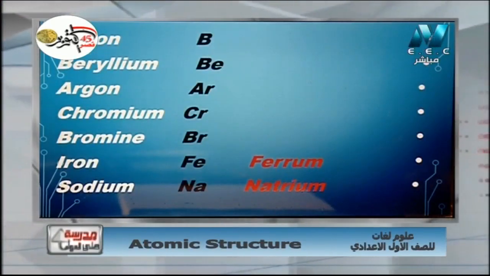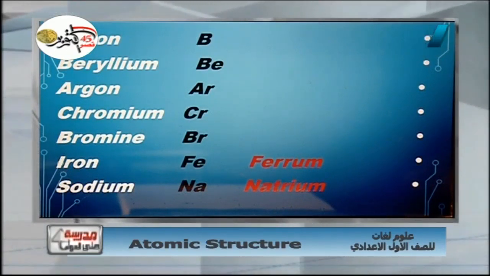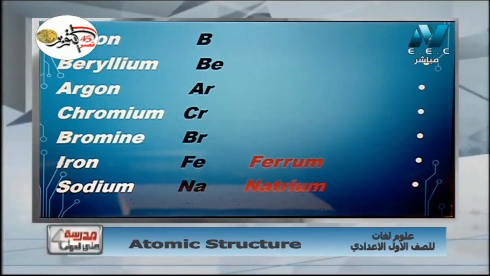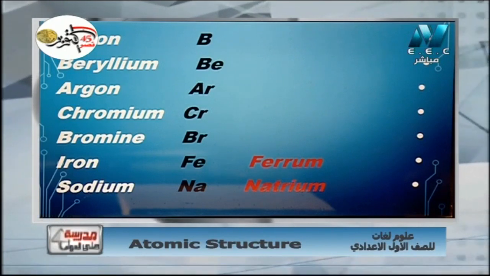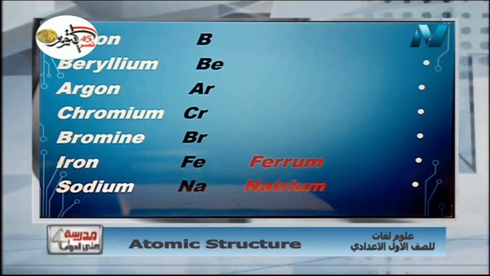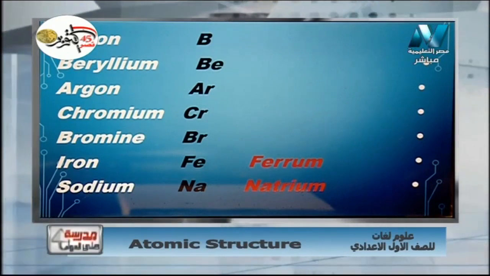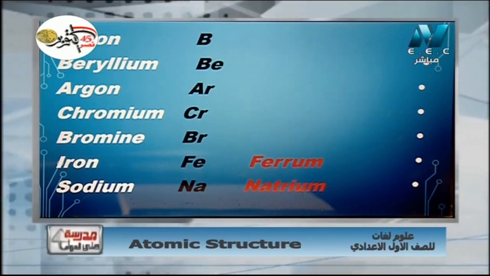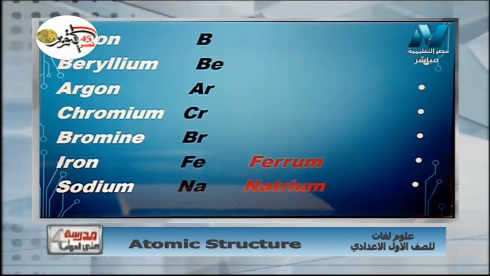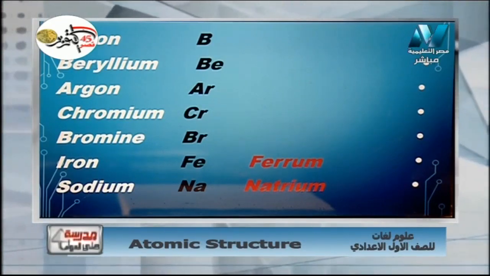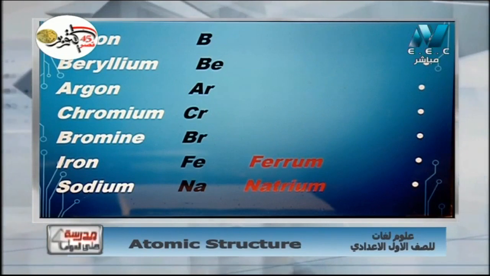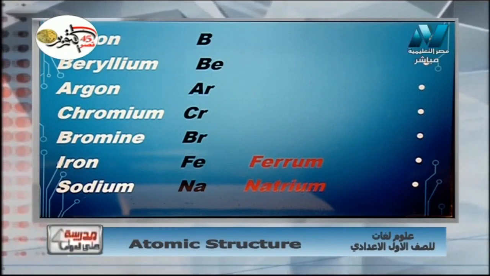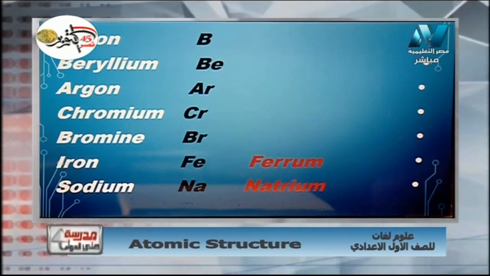Boron, B capital. Beryllium, B capital, e small. Argon, A capital, r small. Chromium, C capital, r small. Bromine, B capital, r small. Iron, Fe, from the word ferrum in Latin. So Fe, the first two letters from the Latin word that equals iron in English, will be F capital, e small. Not F only. F only means fluorine, but Fe means iron. Sodium, from the word natrium, so it will be N capital, a small.